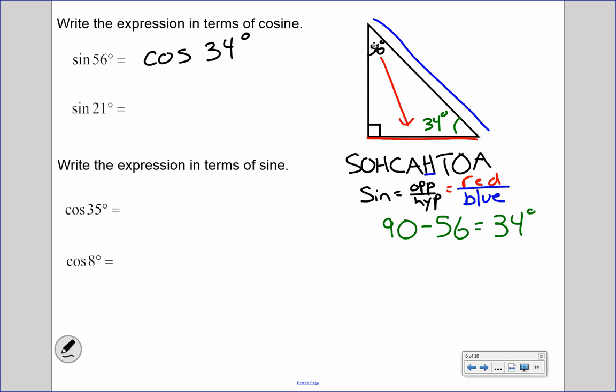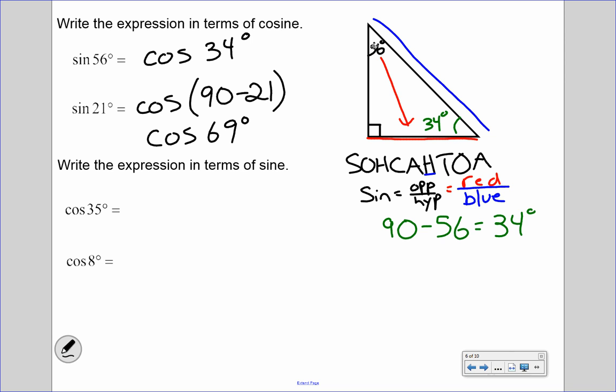So in order to switch an expression from sine to be in terms of cosine, we simply do 90 minus the degree measure that we were given. So in this one, sine of 21 degrees equals the cosine of 90 minus 21 degrees, which is simply the cosine of 69 degrees.